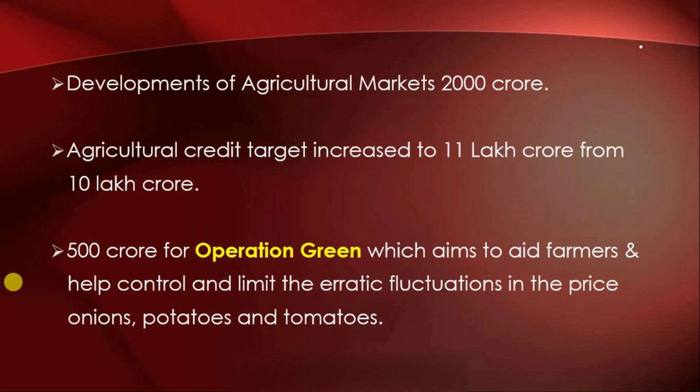Next, you can see in yellow colors it is Operation Green, 500 crores for Operation Green. Operation Green was started by the government of India to aid farmers and limit the erratic fluctuations in the price of onions, potatoes and tomatoes. What do erratic fluctuations mean? Sudden changes in the price. So what this states is that sudden changes in price should not have any worst effects on farmers. So this Operation Green ensures that whatever the sudden changes in price, the farmers won't be affected severely.